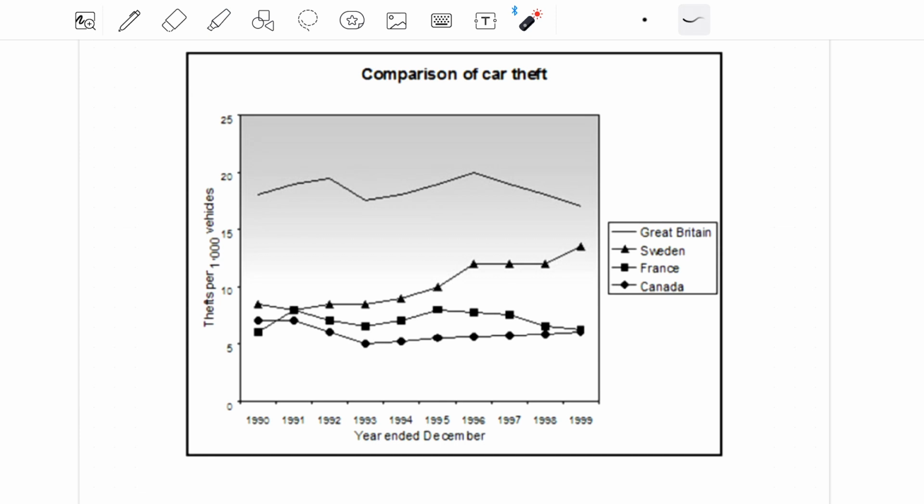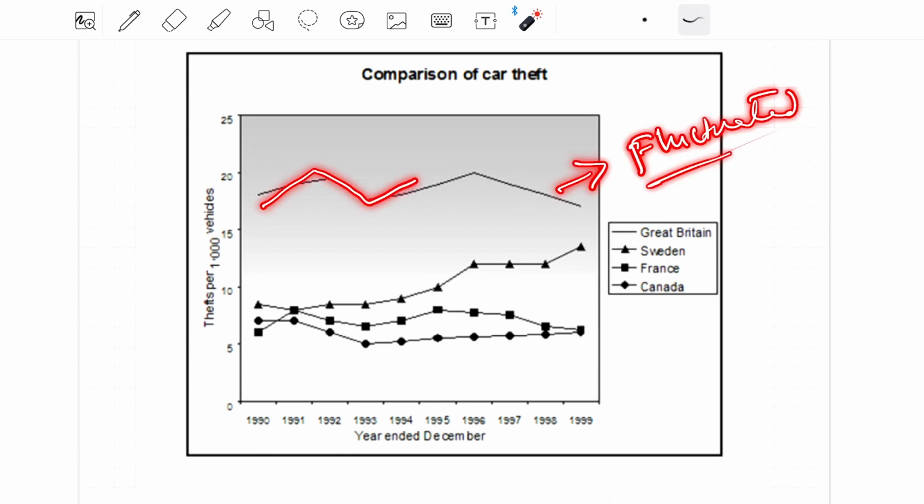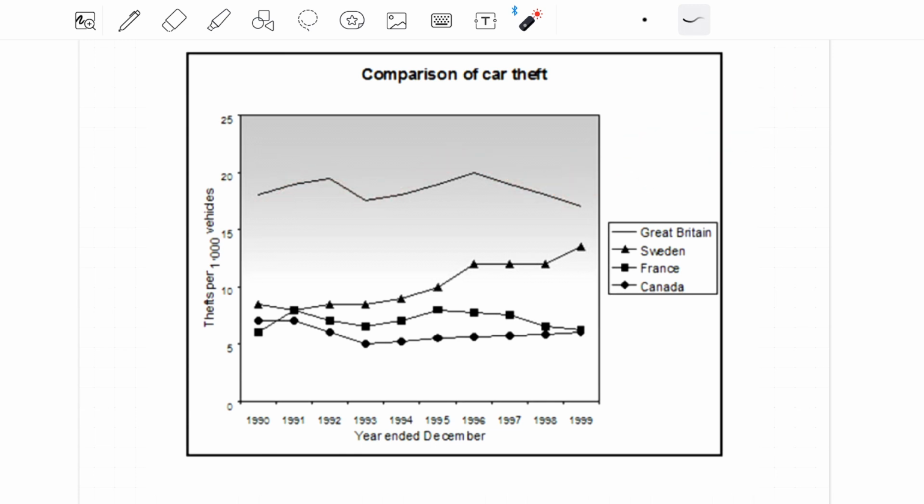And when it comes to Canada, Canada has clearly decreased. After decreasing, it has remained stable. And well, Great Britain, well, it sort of fluctuated. It was all over the place, right? So it went up, went down, then came back up, and then decreased again. Alright, so these were the trends. Yeah. Now, how to present them?